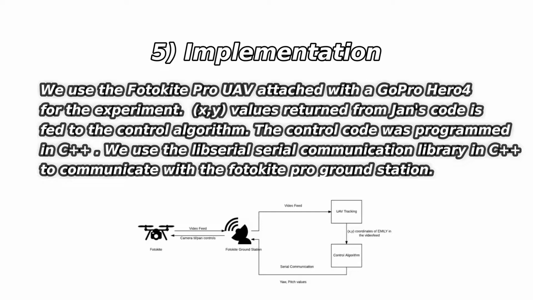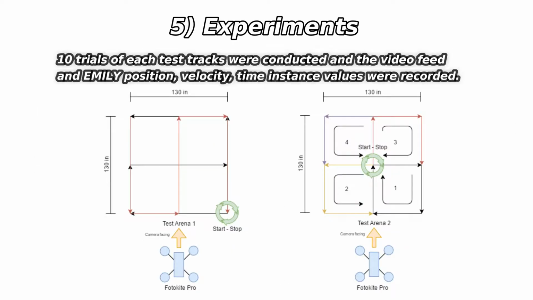A Photokite Pro UAV with a gimbal-equipped GoPro camera was used. The X and Y values generated by the tracking code were fed to the control algorithm. The generated signals are sent to the Photokite using a libserial C++ library. We tested the control algorithm in the lab on 2 different test arenas totaling 20 trials. The paths were marked on the ground and the test dummy was moved upon it.